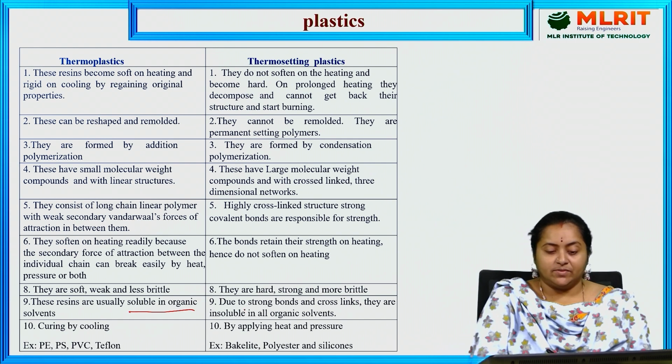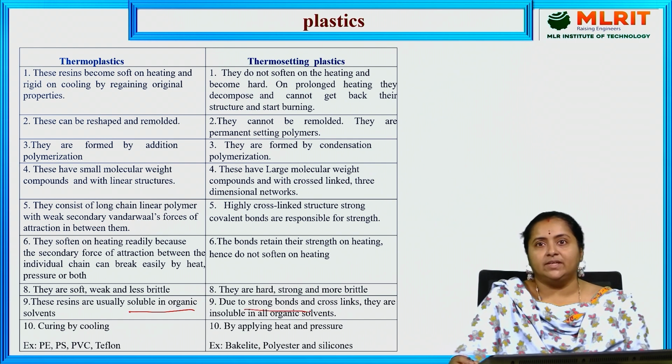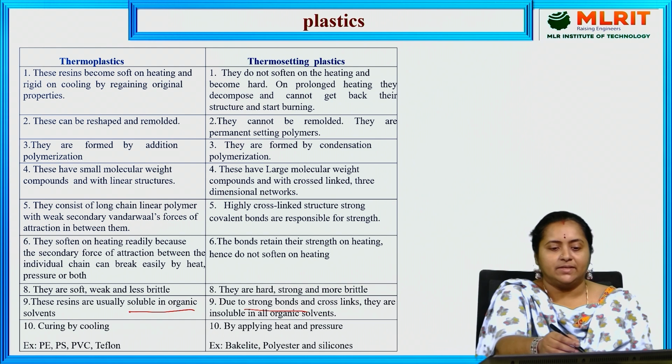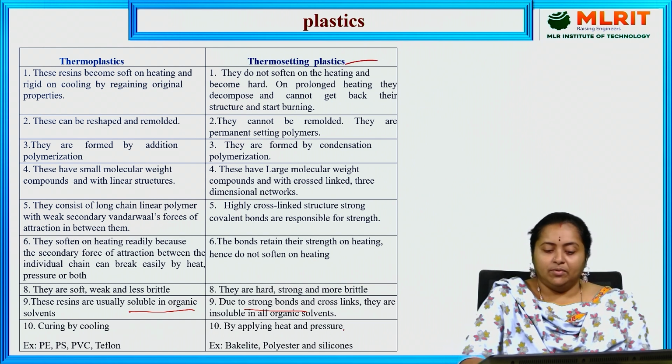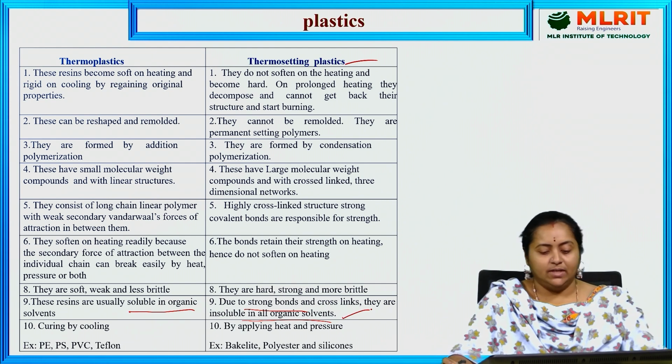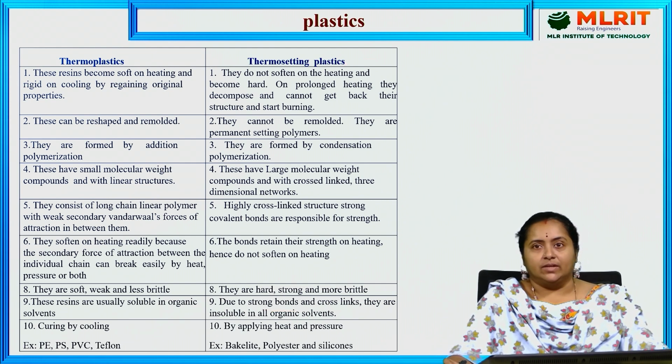Due to the presence of strong covalent bonds and 3D cross-linking in the polymer backbone of thermosetting plastics, these are not able to dissolve in the organic solvents. That means these are purely insoluble in nature in the organic solvents. Sometimes they are involved in a process called bulging. That means if they are immersed in organic solvents, sometimes they will undergo a swelling process. That means that material becomes swollen, but it is highly insoluble in organic solvents.